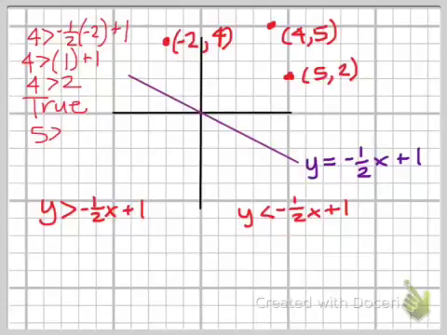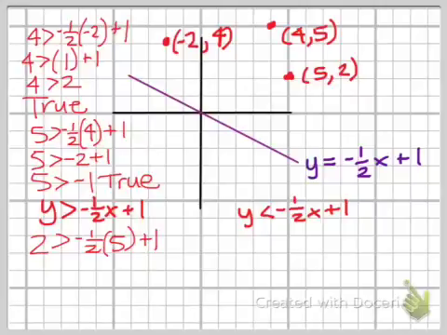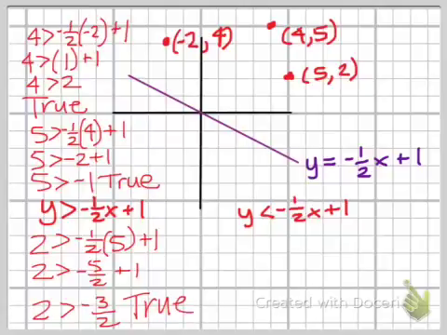Let's try another point, the point (4, 5). So we have 5 is greater than negative 1/2 times 4 plus 1. So 5 is greater than negative 2 plus 1. 5 is greater than negative 1. Again, a true statement. So that is true for y is greater than negative 1/2 x plus 1. We'll do one more example with the point (5, 2). So negative 1/2 times 5 is negative 5/2. 2 is greater than negative 3/2. That is a true statement, so those points are true.